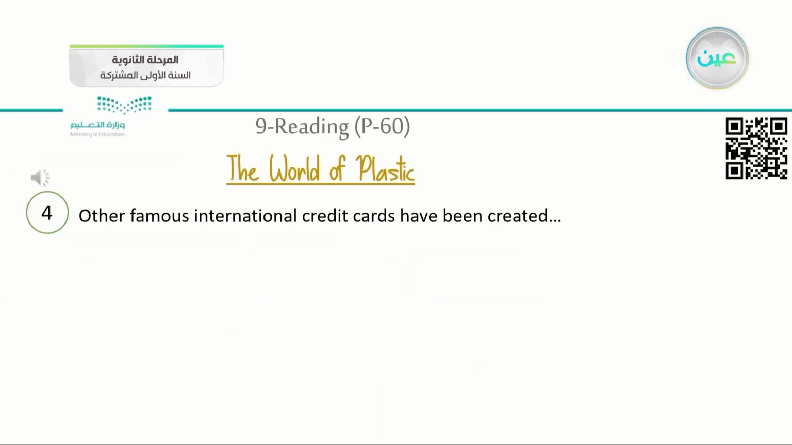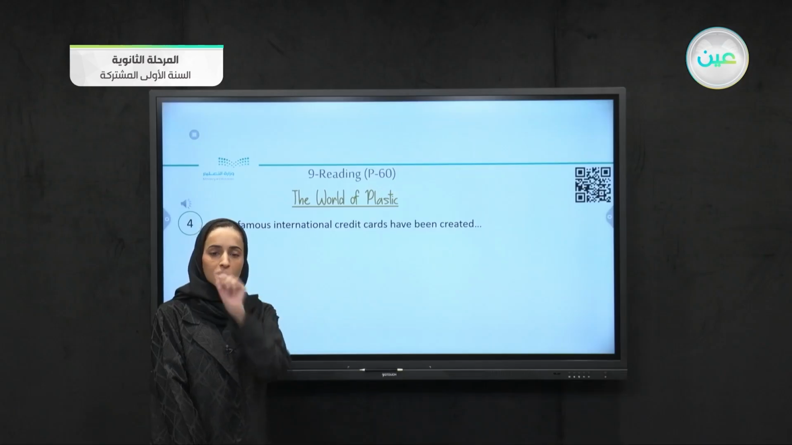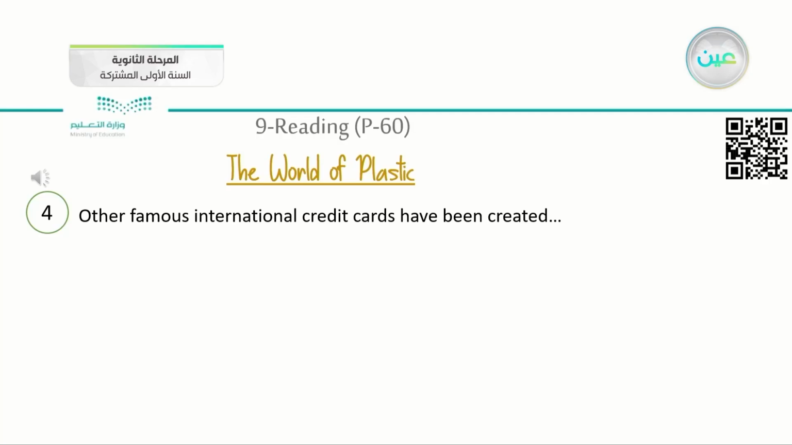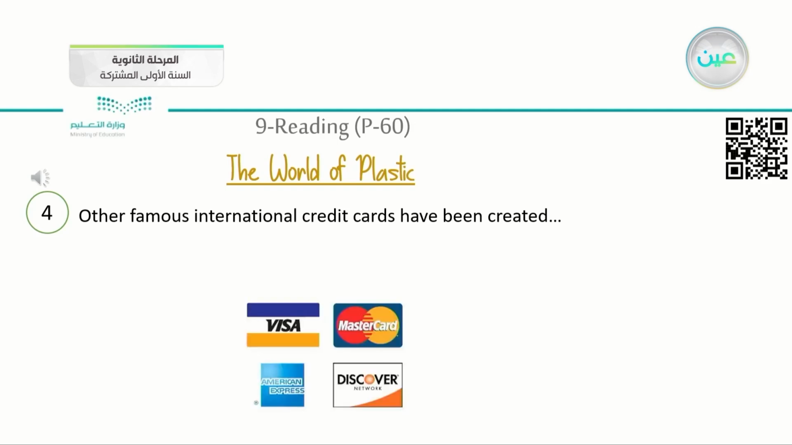The following paragraph, number 4, other famous international credit cards. Now listen for the main idea. Any dates, just circle them. We will come back to them. Let's listen. Other famous international credit cards have been created, such as American Express, Visa, and MasterCard. There are hundreds of local bank cards, department store credit cards, supermarket credit cards, and so forth around the world.